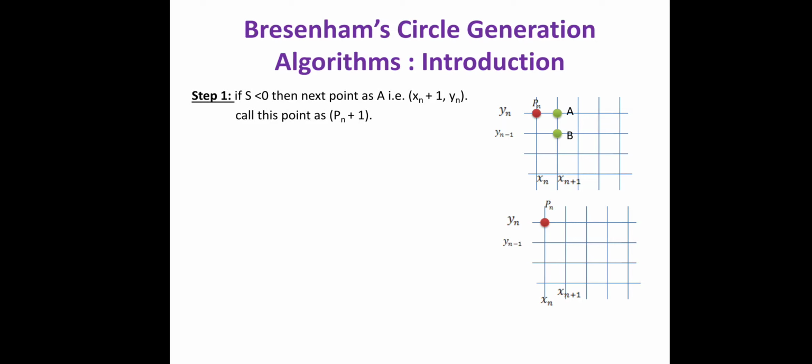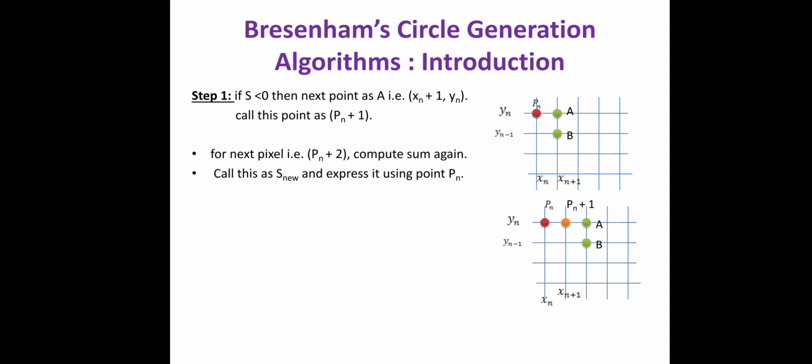Okay. So, for that, this is the equation of coordinates of A point, xn plus 1 and yn, these are the coordinates. So, I will call that point Pn plus 1. So, you can see here I have selected, right. If S is less than 0, then which point do I have to select? A point. So, here I have selected A point. I am saying that A is denoted as Pn plus 1. Okay. Then for the next pixel, after that A, which point do I have to find out? Again there are two choices, right. So, for this Pn plus 2, again I have these two choices, either A or B.